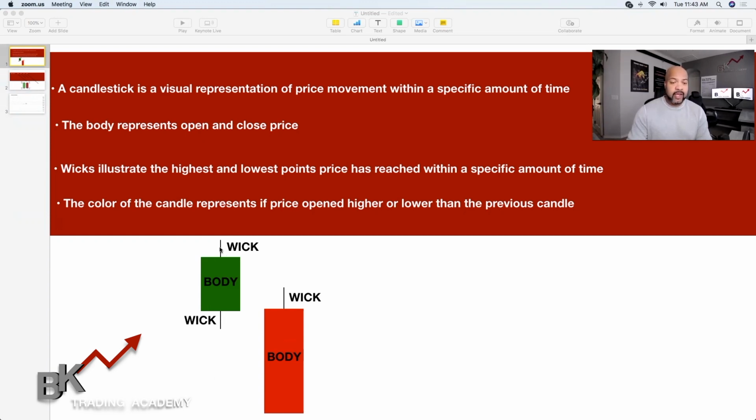So this is a wick. Think of a normal candle that you would buy in the store and light up; this is the wick, except we have wicks at the top and even at the bottom. So the body is the meat of the candle, and the wick is the small thin line sticking out at the top or bottom of the candle. Now, the color of the candle represents whether price opened higher or lower than the previous candle. We're going to look at a live chart and some other illustrations as well.